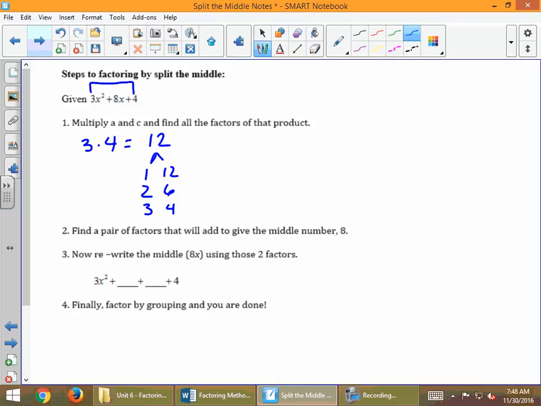We're trying to get 4 terms so we can group. In order to get 4 terms, we have to split this middle. In order to split the middle, you have to multiply the first and last together, and then write down all that number's factors. Then what you're going to do is find which of those factors adds to give you the middle number. In this case, our middle number is 8. Well, which one of those adds to give us 8? 2 and 6.